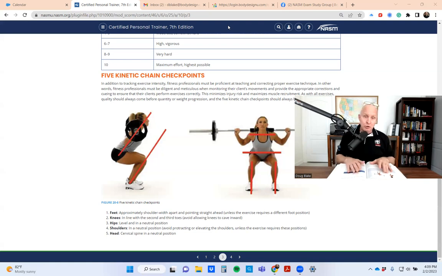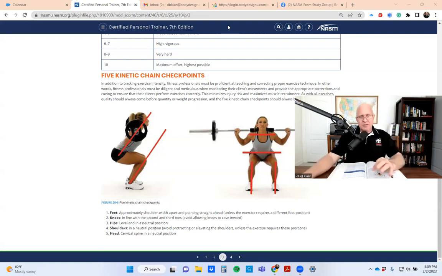But Doug, I want to train my outer quads. No, you don't. You don't even know what that makes no sense. That makes no sense. Okay. You're not training your outer vastus lateralis by keeping your feet close together. Okay. That's silly. Proper biomechanics has the feet wider than shoulder width apart. How much wider? I don't know. It depends on the person.